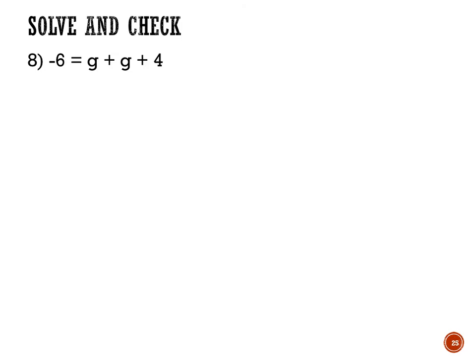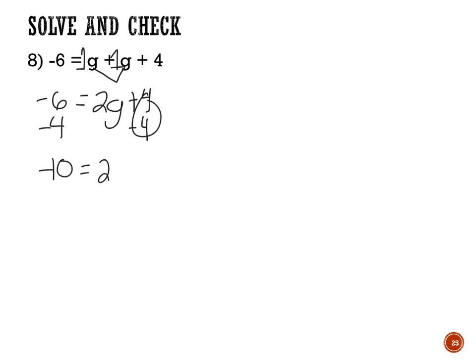Okay. Number 8, negative 6 equals g plus g plus 4. First thing I'm going to do is combine like terms. g plus g equals 2g plus 4. Remember, we have a 1 here and a 1 here, equals negative 6. Going to subtract 4 from both sides, because subtraction is the opposite of addition, the inverse. Subtract 4 from both sides. So negative 6 minus 4 equals negative 10 equals 2g.